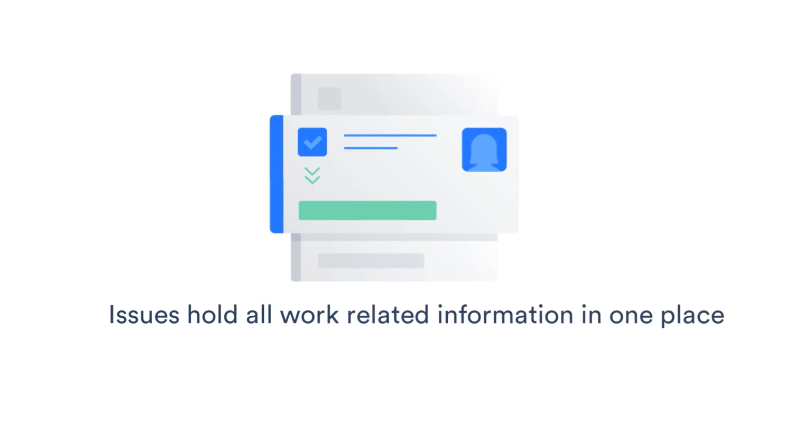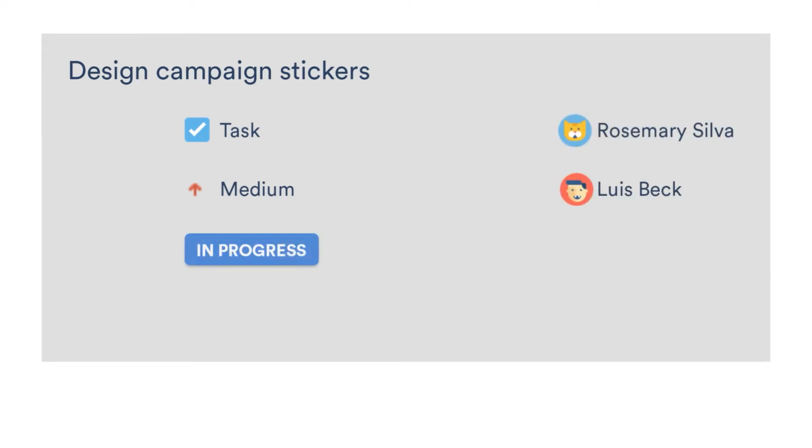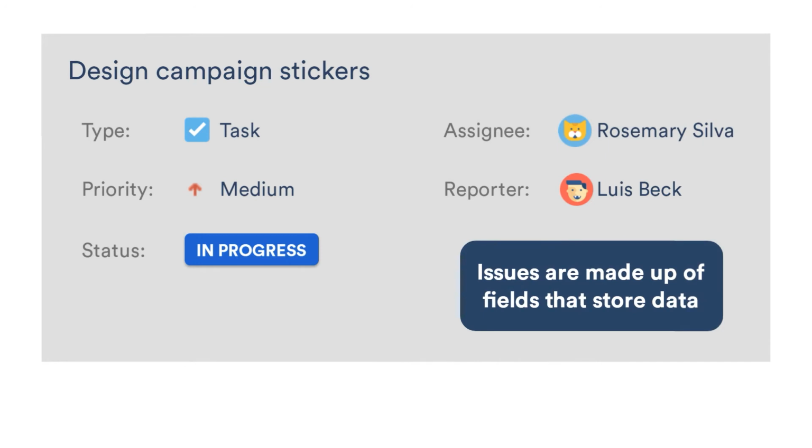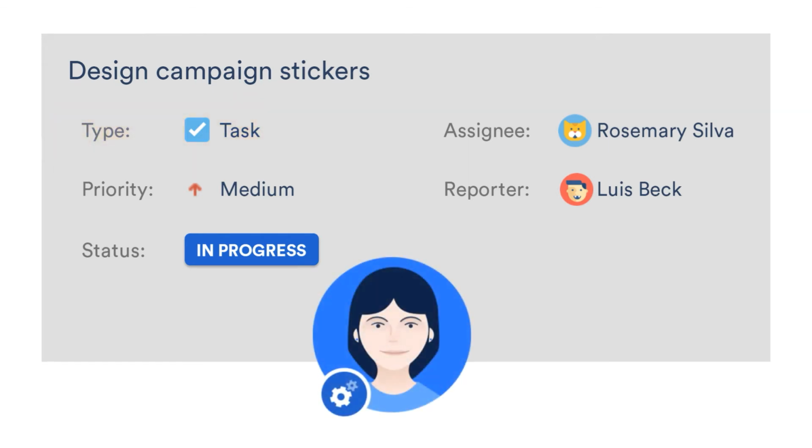An issue in Jira holds all the information about that particular work item in one place, like a summary of the issue, what type of issue it is, how important it is, who created it, who's working on it, and its current status. All this data is stored in fields. These are common fields you'd typically see on all issue types, but there are many more. What fields you see in an issue depends on the type of issue it is and how your Jira administrator has set up fields and screens at your site.